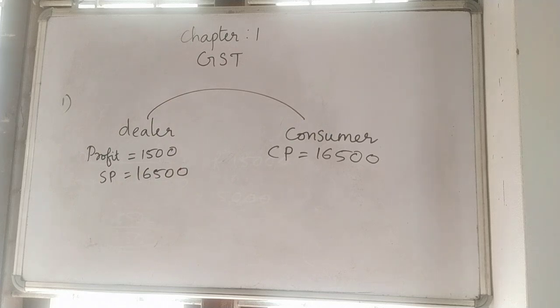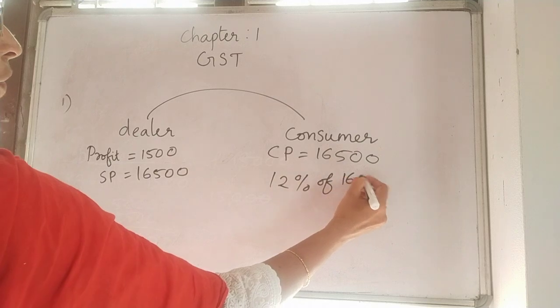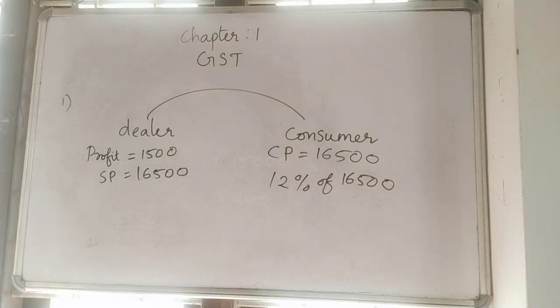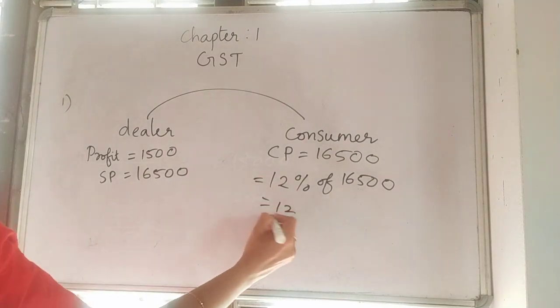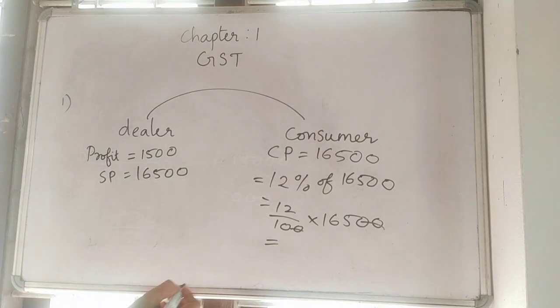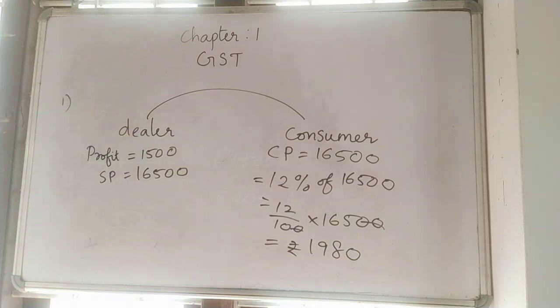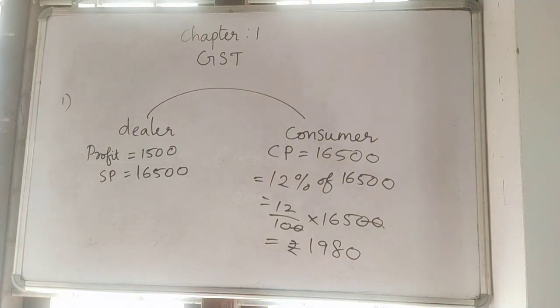They are giving a GST of 12%. So what will be the amount of tax paid by the consumer? It will be 12% of 16,500, which is equal to 12 by 100 into 16,500. So it will be rupees 1,980. So 1,980 will be the amount of tax paid by the consumer under GST.